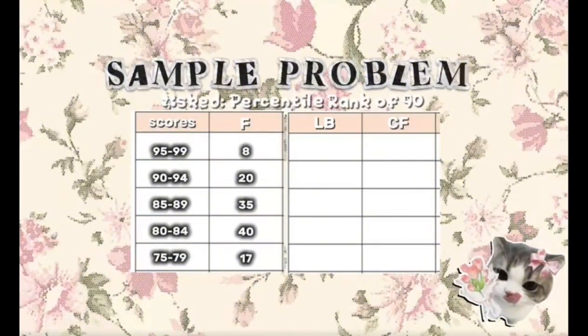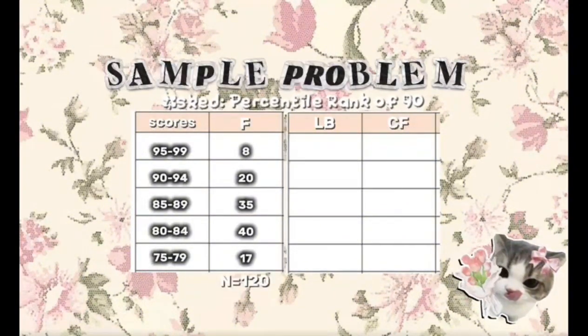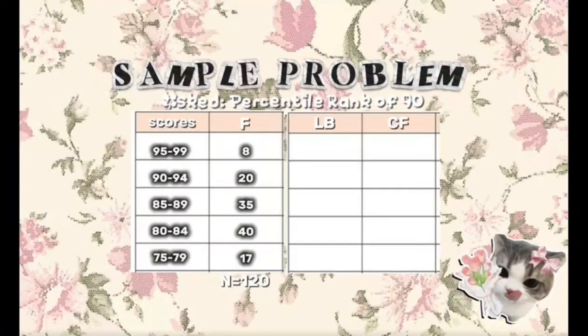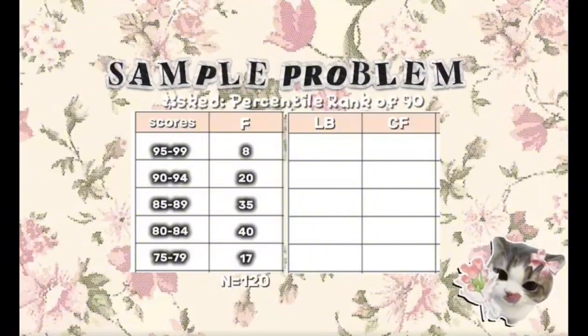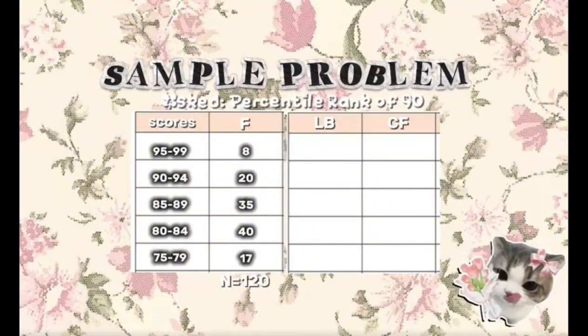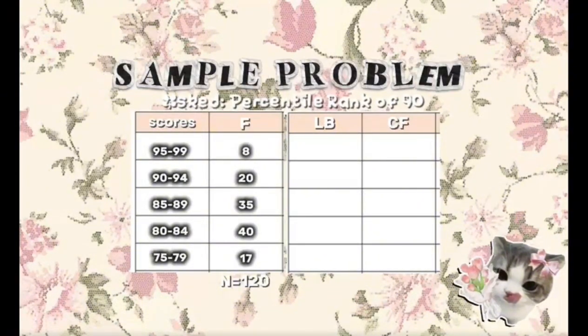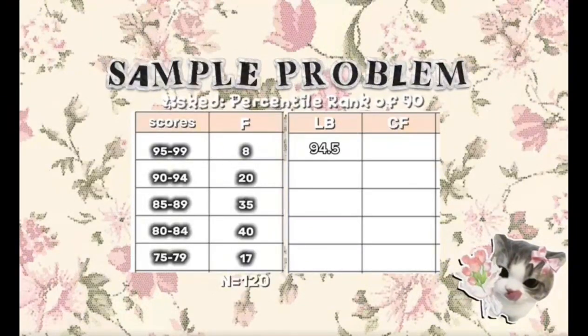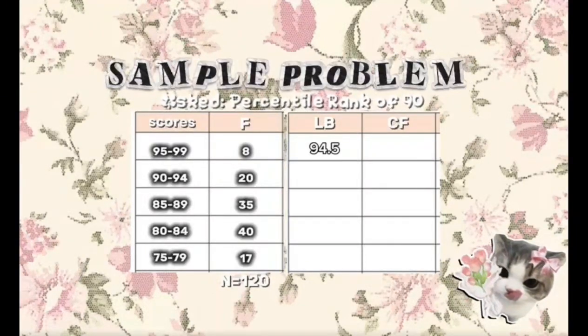First, let's start at the top of the scores column, which is 95 to 99. To get the lower boundary, just subtract 0.5 from the lower limit. Lower limit is the lower number, so the lower number of 95 to 99 is 95. Then, 95 minus 0.5 is 94.5. The process is just the same, so do it to the other numbers.